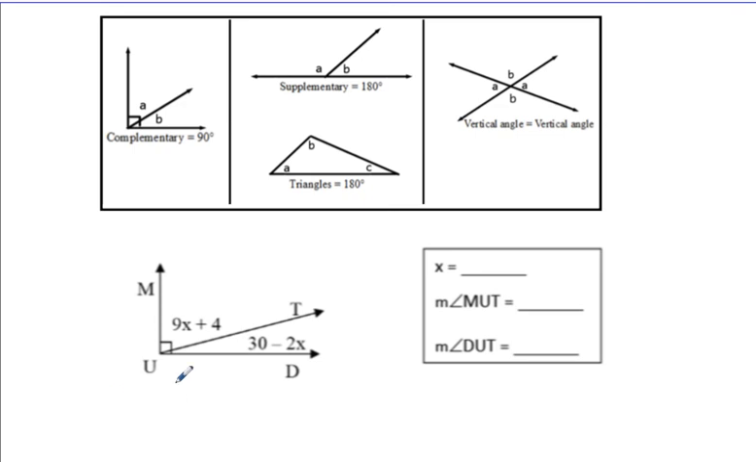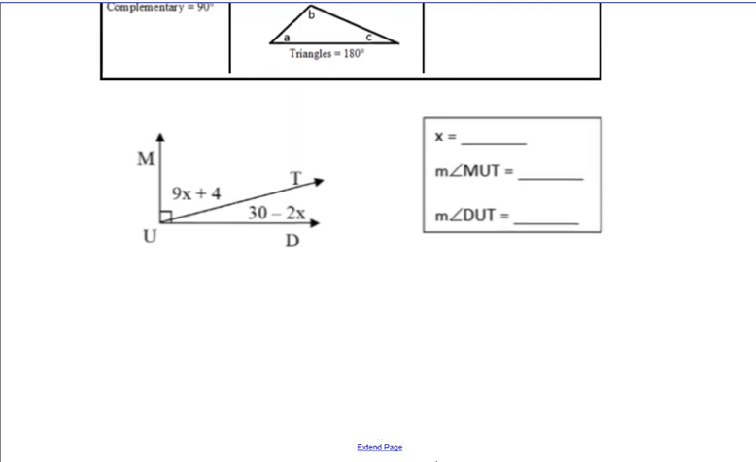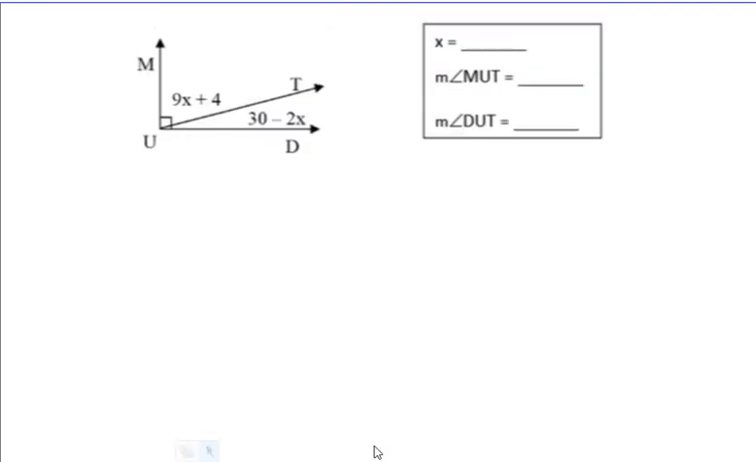So here's our first example here. We have the angle MUD, and we want to determine the angle relationship. Does this represent complementary angles, a triangle, supplementary angles, or vertical angles? Well, this is an example of complementary angles. So what do we know about complementary angles? We know that they equal 90 degrees.